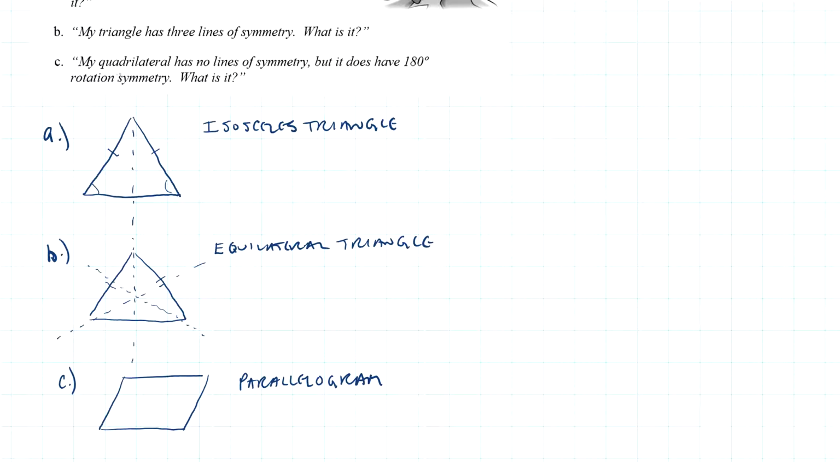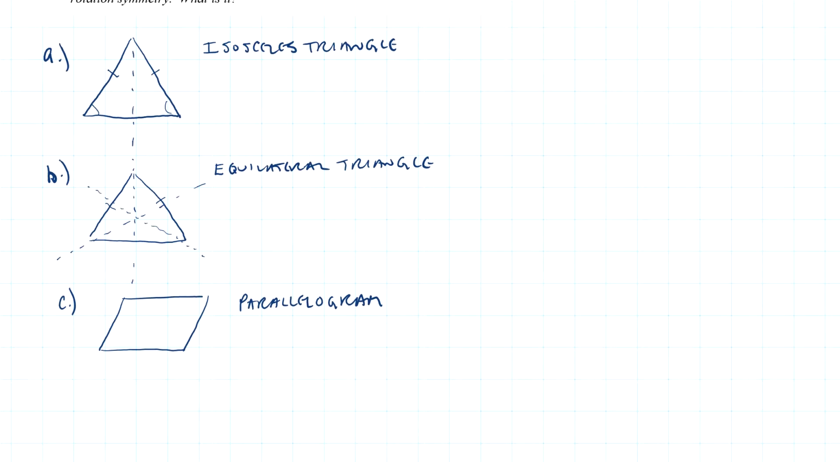Alright, now the last one says my quadrilateral has no lines of symmetry, but it does have 180-degree rotation symmetry. What is it? Okay, this was a tough one. I had to think a little bit on this one. It doesn't have reflection, but it has rotational. And the only one I can think of is a parallelogram.